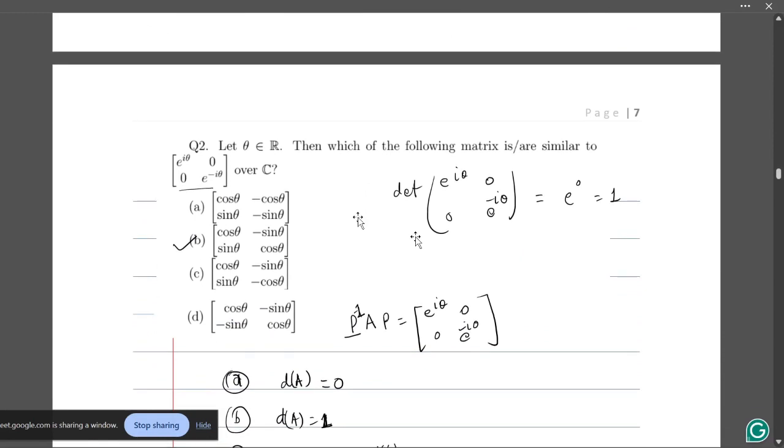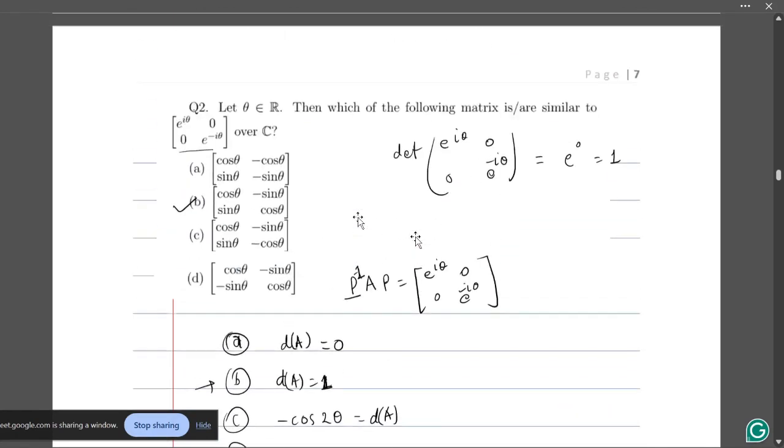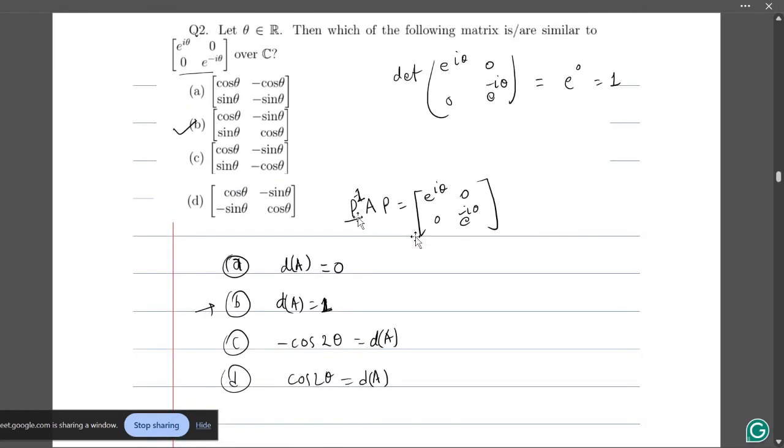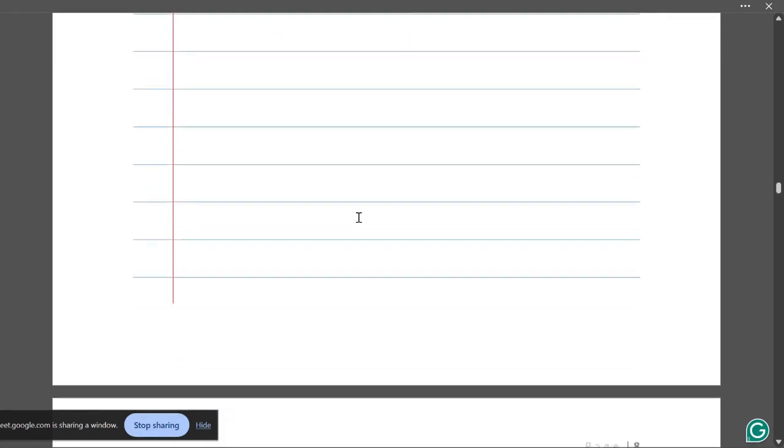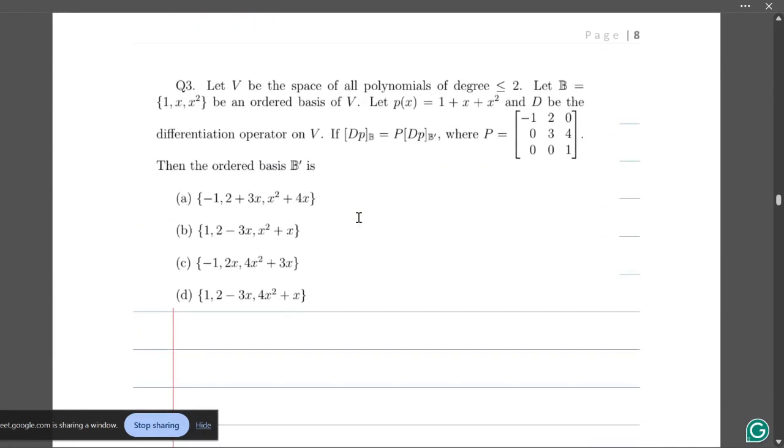So similar matrices have the same determinant, the same rank, and the same characteristic polynomial. This would probably be discussed next week. I don't know, but it should be discussed. Okay, so let's go to the third question.